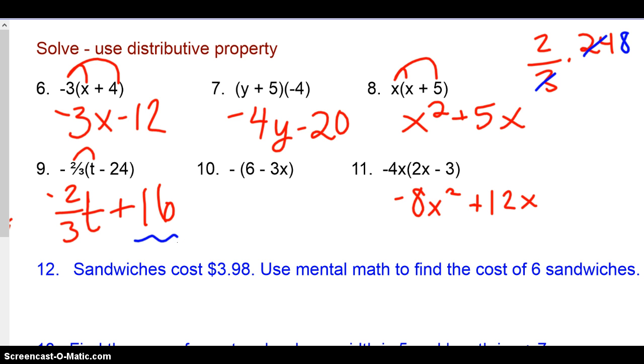This one, I just couldn't see it as I paused, and so negative 6 plus 3x, your signs really just swapped. Number 11, negative 4x times 2x gives me 8x squared, and then negative 4x times negative 3. Be really careful with these negatives. That is what will get you.